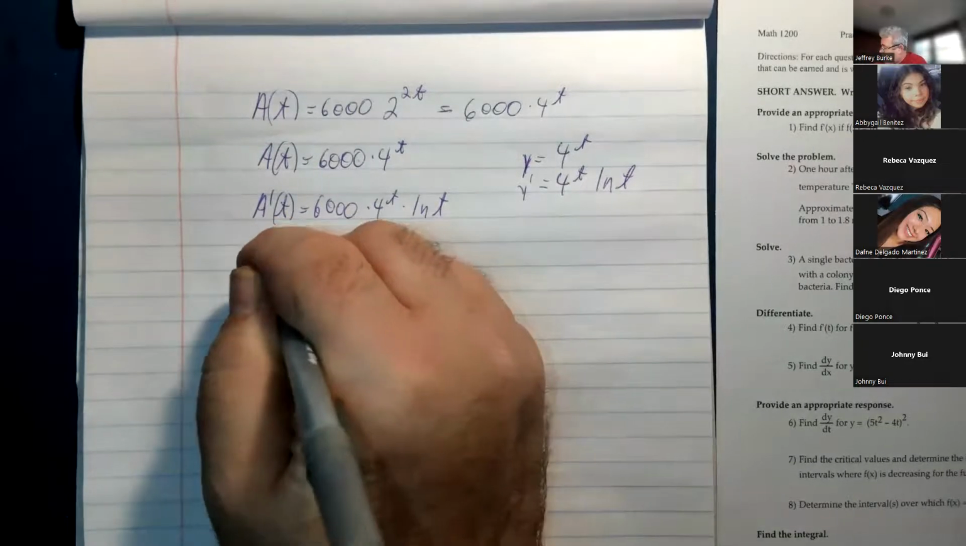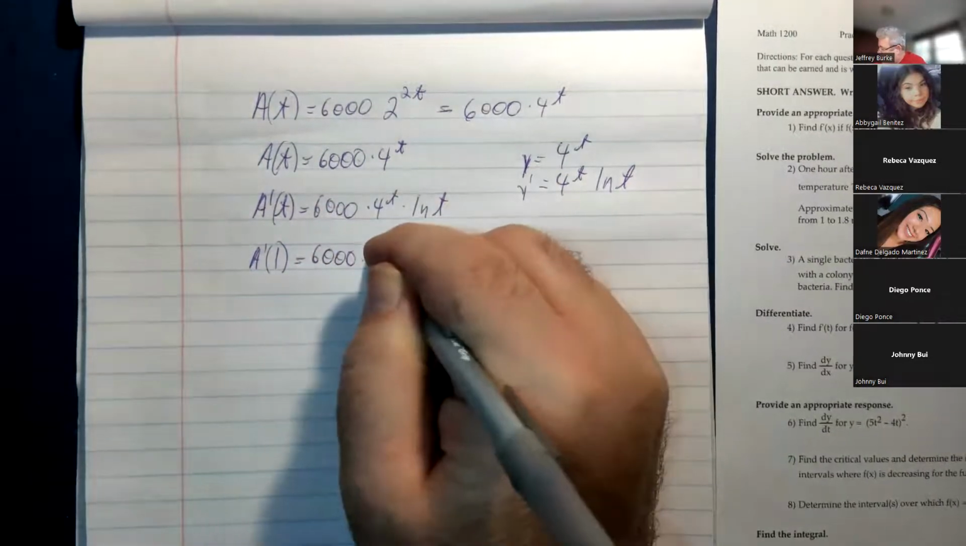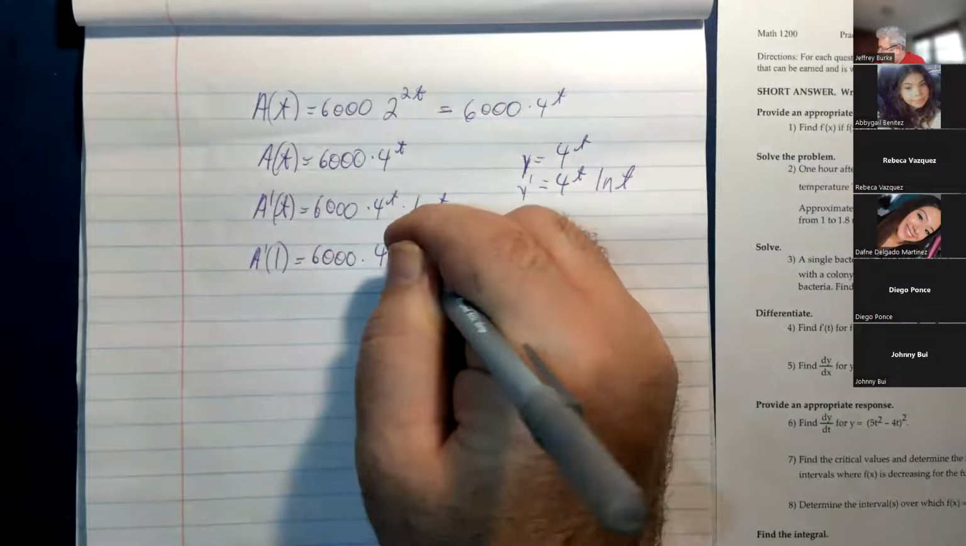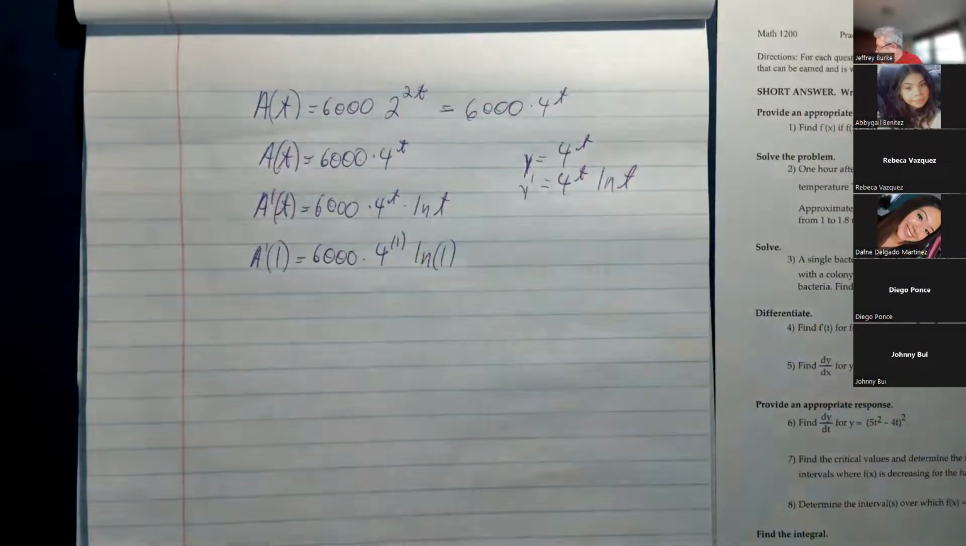So if I want A prime of 1, that's going to equal 6,000 times 4 to the 1 times the ln of 1. Fortunately, the calculation to this one is, hold on, let me see here.